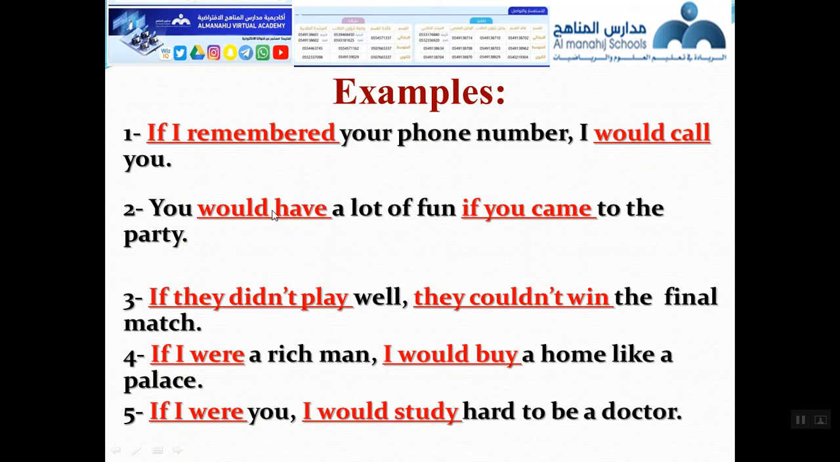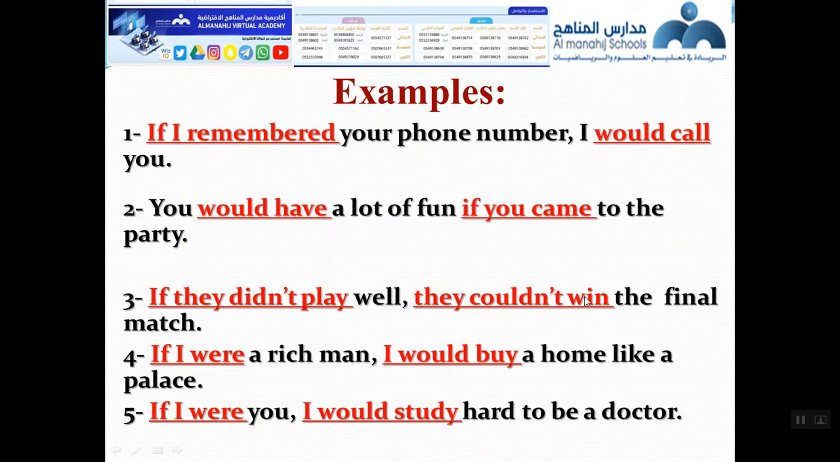Number two, you would have. Here I started with the if clause or the main clause? Yeah, you are right. I started with the main clause. You would have a lot of fun if you came to the party. Also, I can say, if you came to the party, you would have a lot of fun.